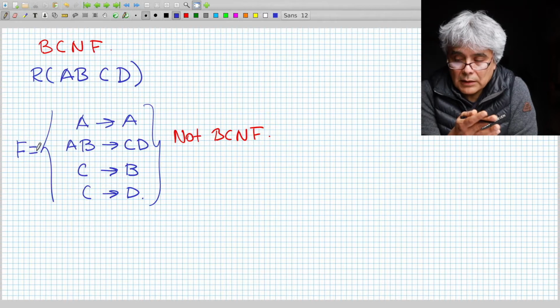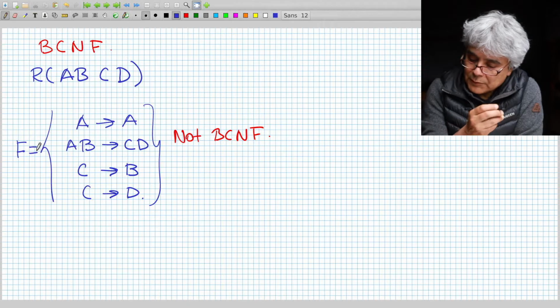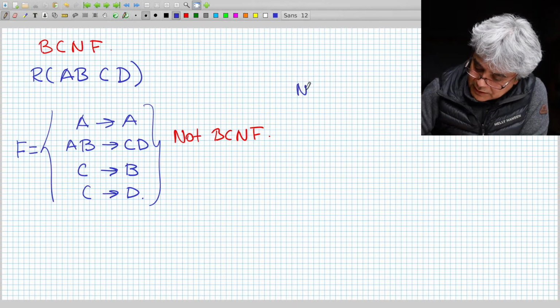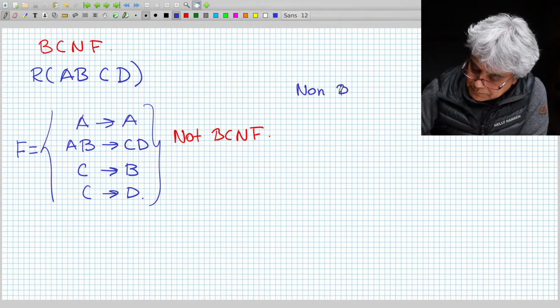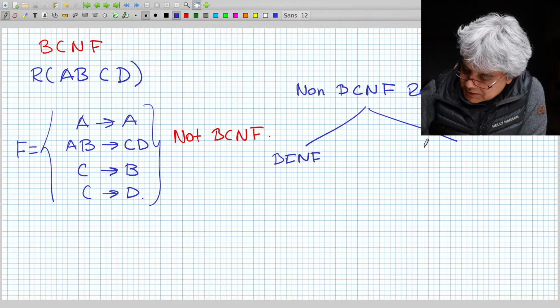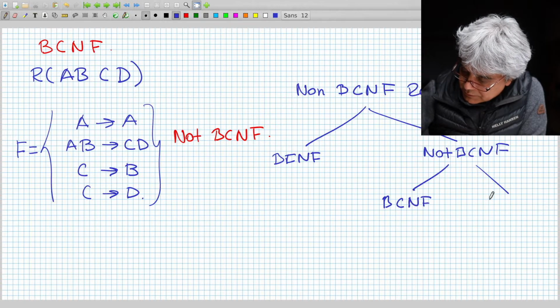better relations? So the algorithm that we're going to describe essentially takes a non-BCNF relation and decomposes it into potentially BCNF relations. And if it's not BCNF, we can keep going and decompose it eventually into BCNF relations.